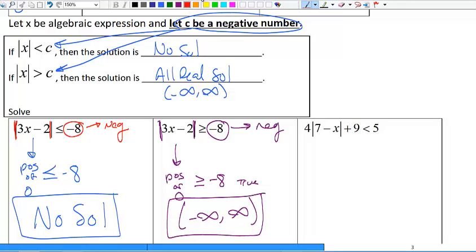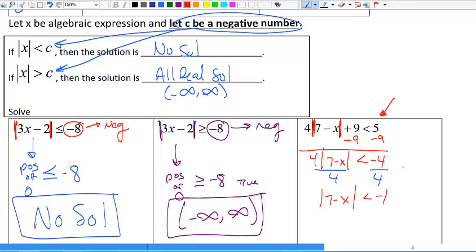Now this one may seem like it's not one of these negative cases, but you have to remember that you have to isolate your bars first. So I need to subtract 9 from both sides, and then I need to divide both sides by 4 before I decide if this is negative or positive. Okay, so my question here is, is this positive or 0? Well, no, it's not. It's negative.